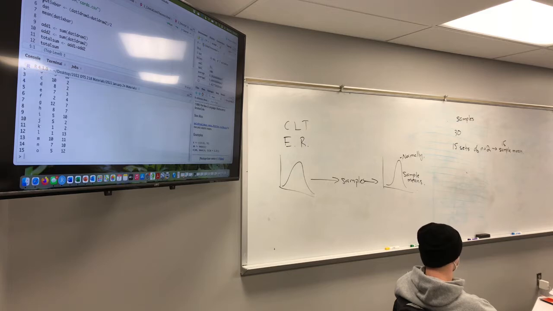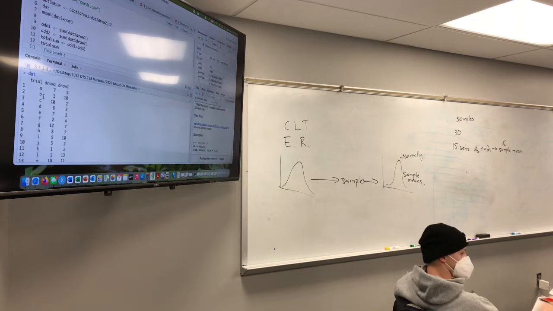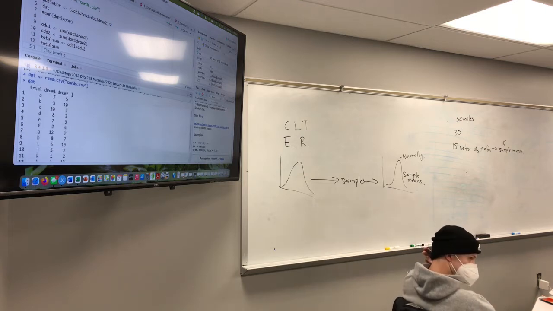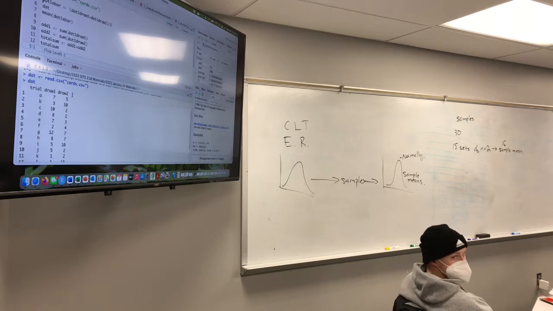So what we did was we read in this data set. Here's the 15 trials, and here's the first card, the second card. So we have 30 cards total. We can think of these as 30 cards in a single sample, or we can think of this as 15 samples of 2 cards each. Now 2 is the minimum sample size that you can use to generate a mean, because you have to have 2 things to add together and then divide by 2. So this is the base level of sample size.